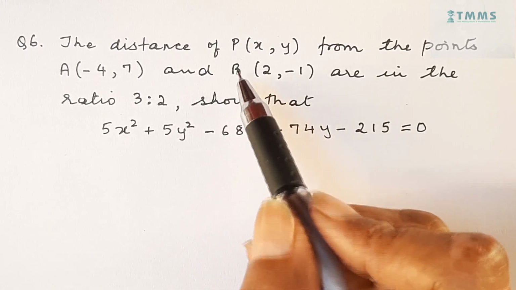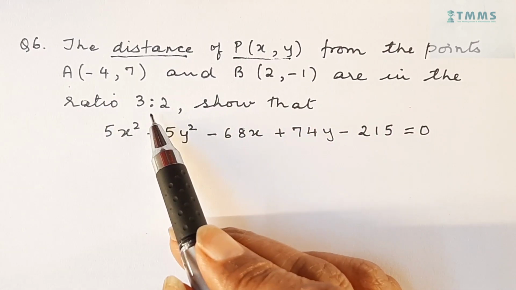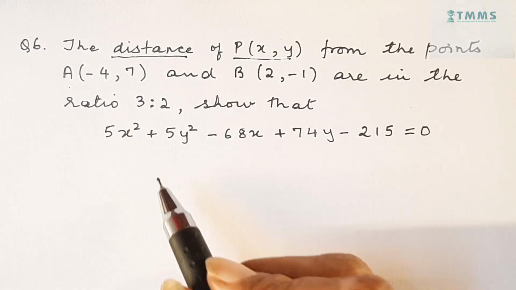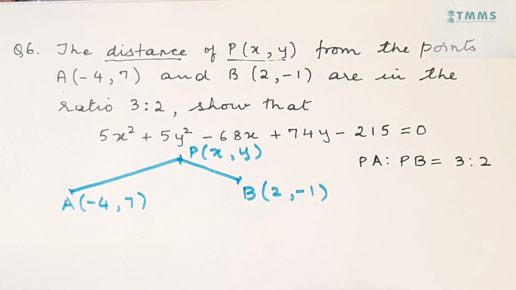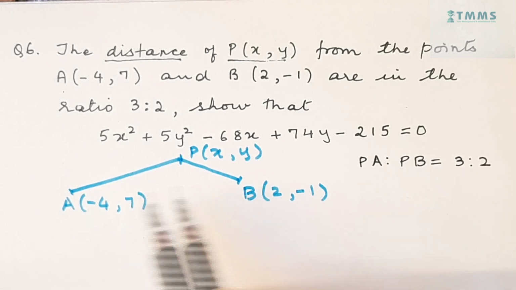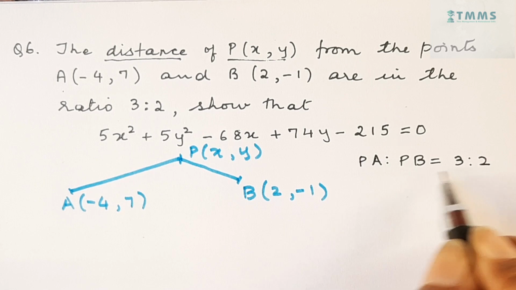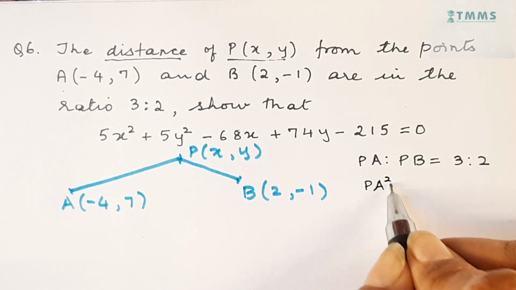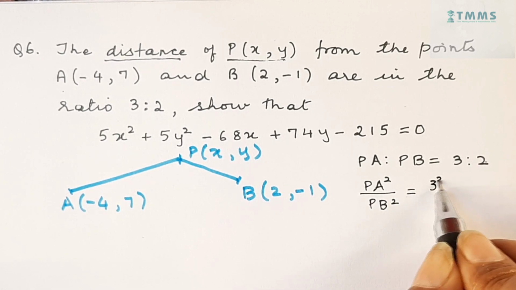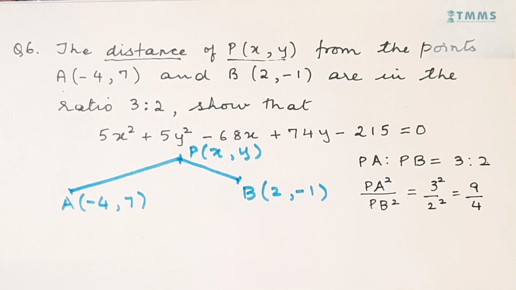Now, all you have to do is understand that the distance of P from the points A and B are in the ratio. So that means PA is to PB is 3:2. And so we just show it with a diagram like this. So we have written PA is to PB is 3:2. Now everybody knows how to draw the diagram. Now remember the tip number 3 I told you. That is, if you are given a ratio, then immediately you will say PA square upon PB square will be equal to the square of the ratio, that is 3 square upon 2 square, which means it will be 9:4. Did we get this?